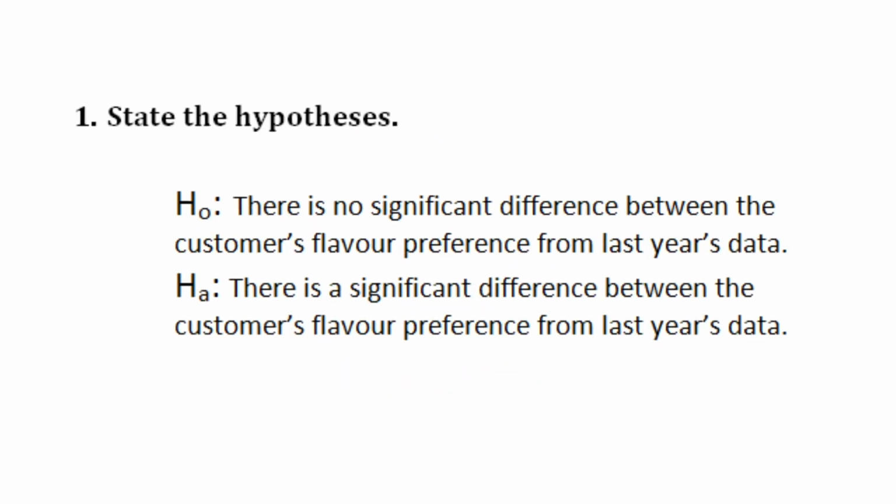So in our first step, we will state our hypothesis. Our null hypothesis is there is no significant difference between the customer's flavor preference from last year's data. While our alternative hypothesis is there is a significant difference between the customer's flavor preference from last year's data.